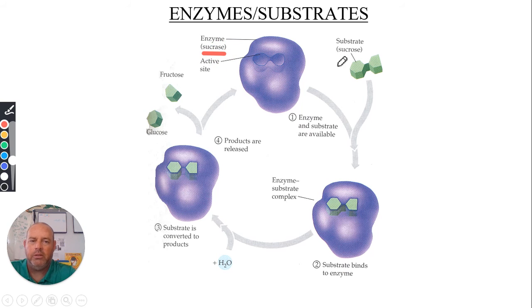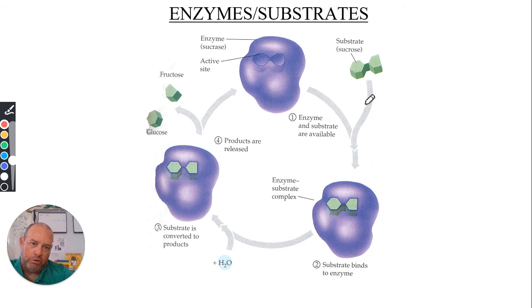Let me make a line. And if you look over here, our substrate is sucrose. So enzymes are always named after what they work on. So sucrase will break down sucrose. And remember, the oses are carbohydrates and the aces are enzymes, okay? If you ever see ASE, that's always an enzyme.